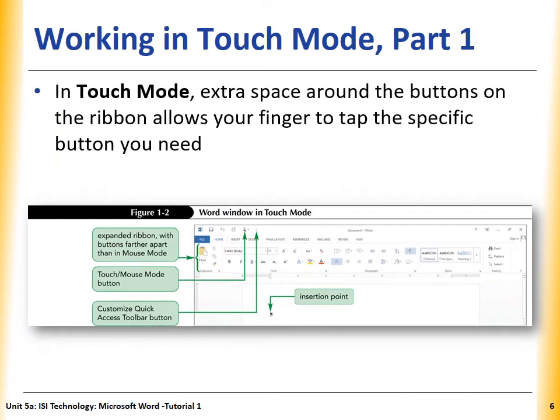Now we need to choose the touch mode. What is touch mode? It will give us extra space around the buttons on the ribbon, allowing us to use our fingers to tap the specific button we need.